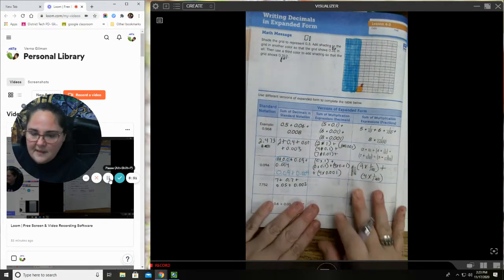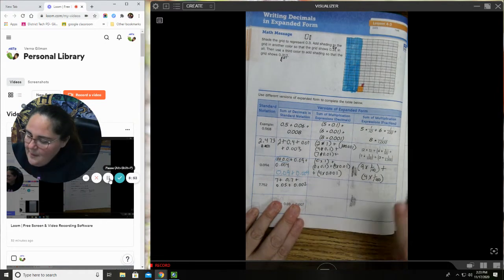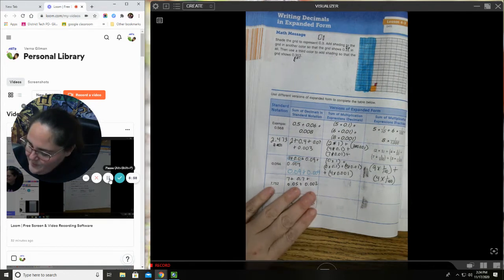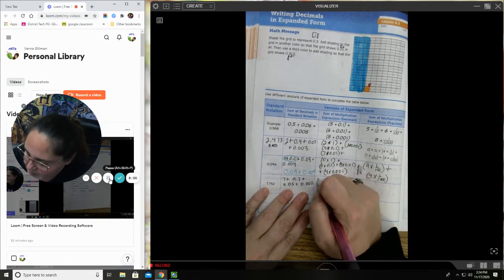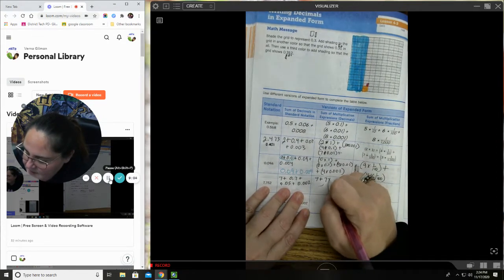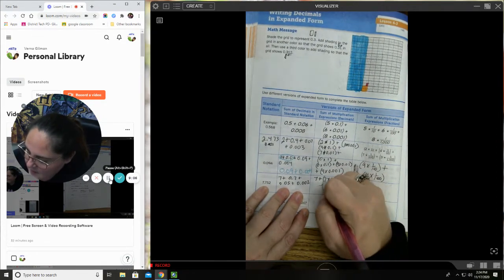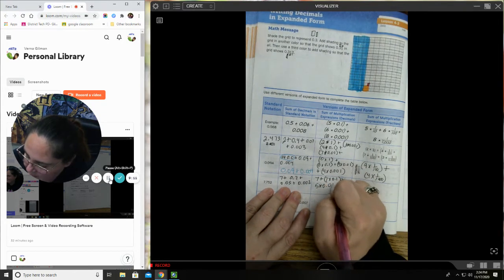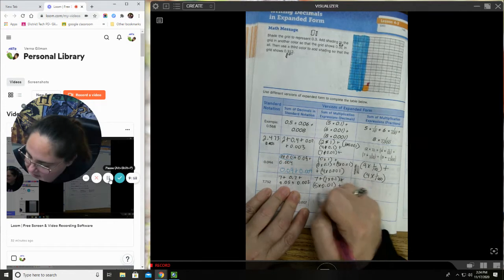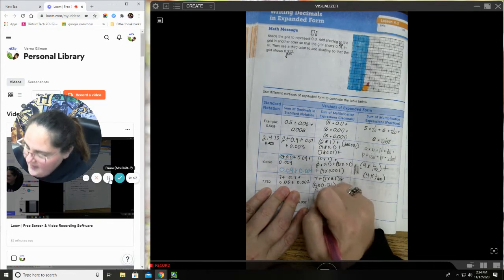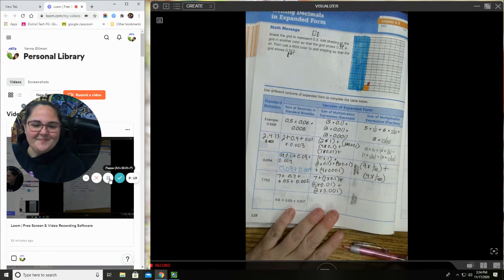Okay. Here we go. Sum of multiplication expression as a decimal. Let's go. What do you have? For this problem, my 7 is in my ones column, so it's going to be 7. Tenths column, so 7 times 0.1. 5 times 0.01. Plus 2 times 0.001. That's how you would do that problem.